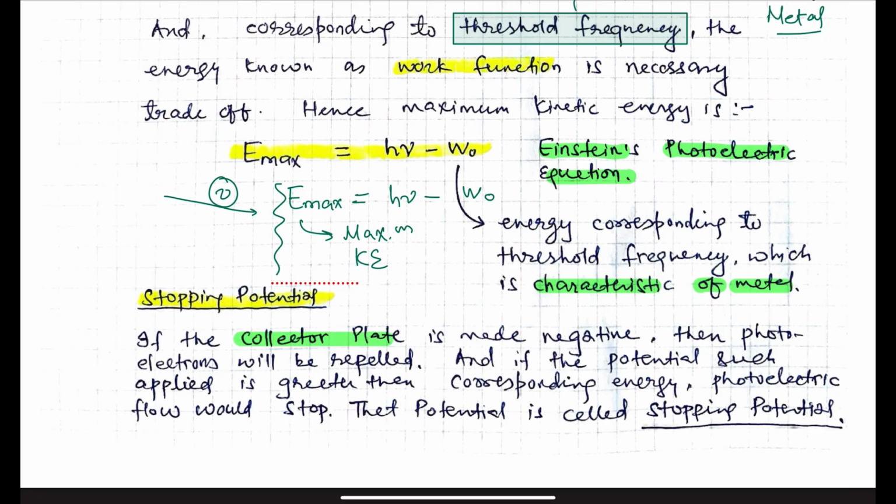So, if the collector plate is made negative, okay, so the electron is also negative, and now the collector plate is also negative, then photoelectrons will be repelled. Okay, and if the potential which is being applied is greater than the corresponding energy, then the photoelectric flow would stop.